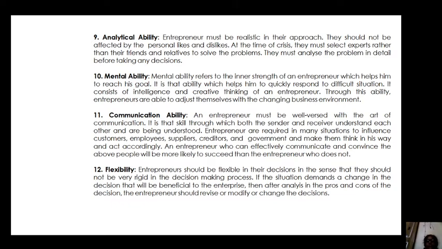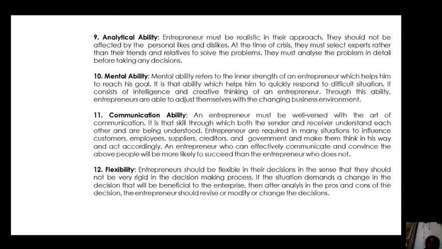It consists of intelligence and creative thinking of an enterprise. Through this ability, entrepreneurs are able to adjust themselves with the changing business environment. You should always be dynamic. When you call yourself an entrepreneur, then you must be dynamic. You must try to cope with the changing business environment. Then only you can be a successful entrepreneur.